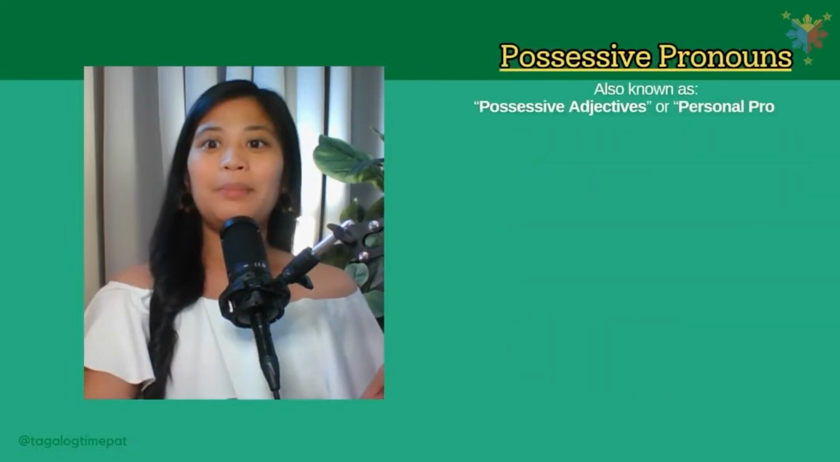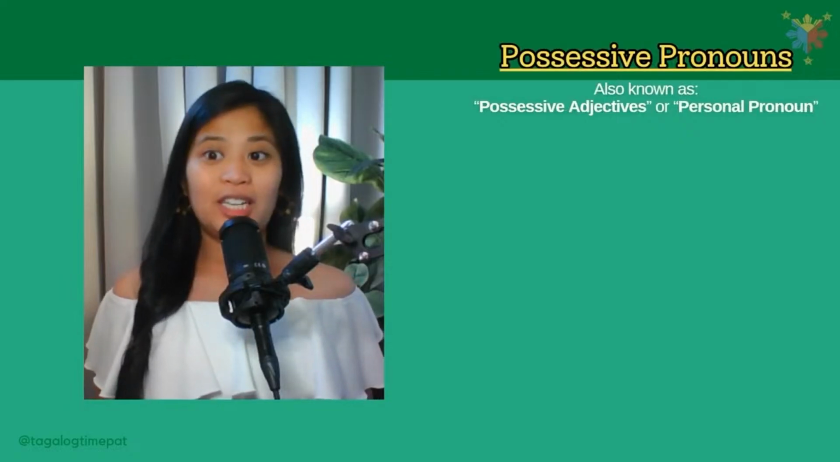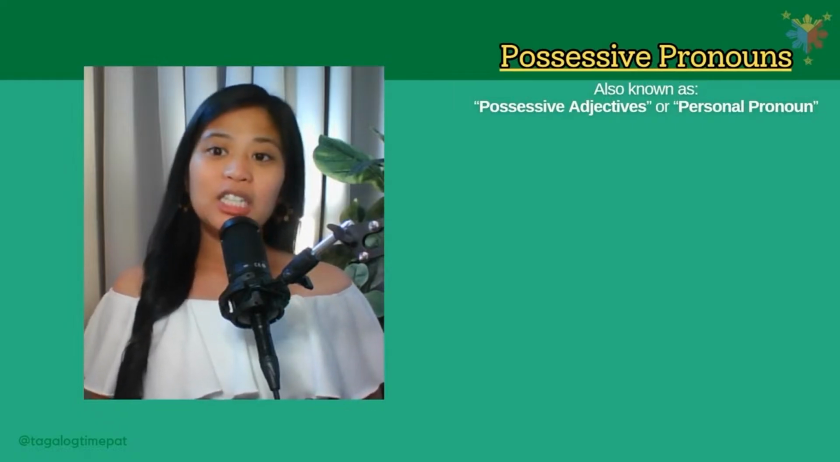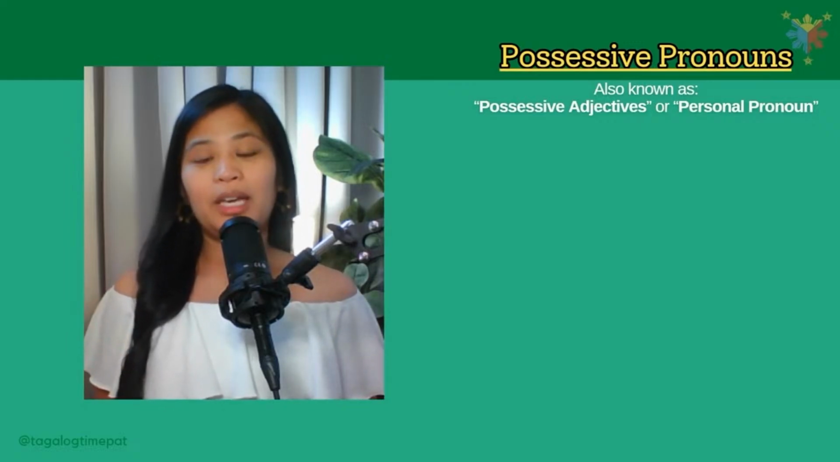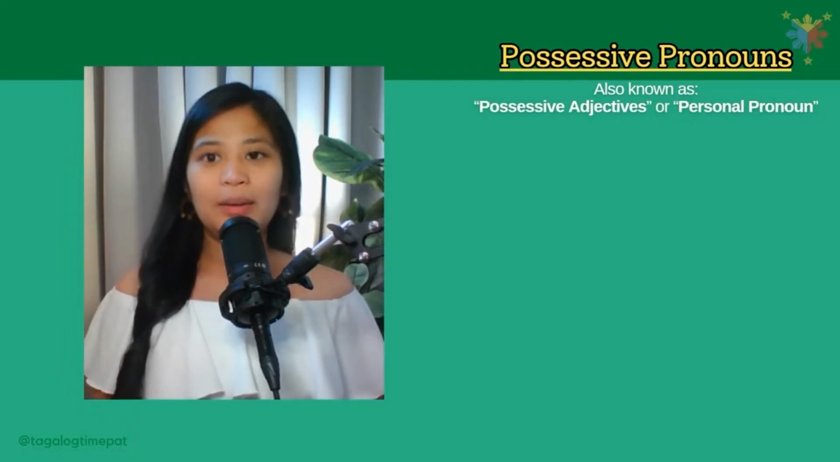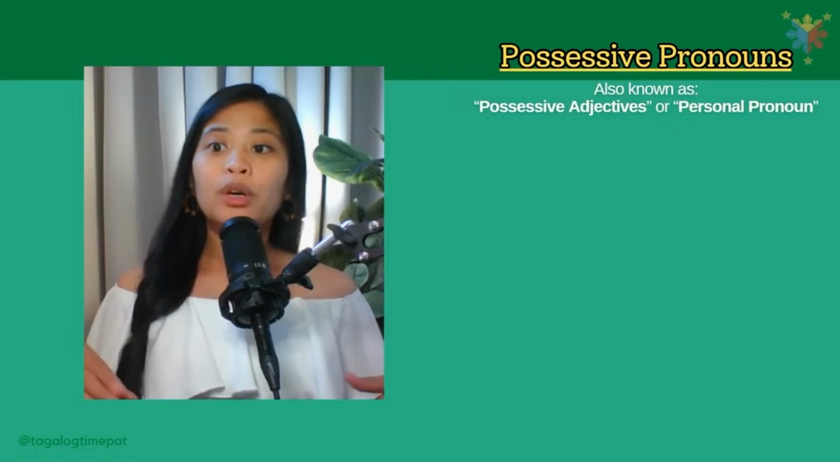All right, so a possessive pronoun sometimes can be called a possessive adjective or a personal pronoun. And an adjective is something that describes a noun. So if you were to say my house, you are kind of describing it. You're describing whose it is. It's mine, right? It's my house. So it kind of makes sense that sometimes it's called a possessive adjective. And then same with personal pronoun.